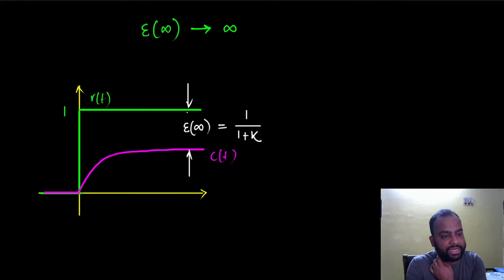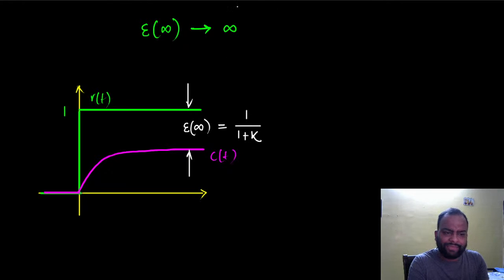So I wanted it to reach a certain position, but it failed to do so. So this system failed to reach a certain position. I wanted it to reach a position of 1, but it reached only a position that was this much apart. That had an error of 1 by 1 plus k. So of course you can figure out how much it went, right? So the final value of C(t) would be 1 minus 1 by 1 plus k, obvious.